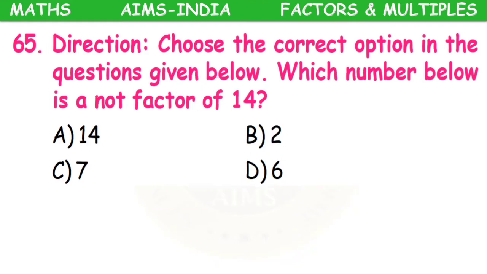Clear, children? Next question, 65. Choose the correct option in the questions given below. Which number is not a factor of 14? And the options are 14, 2, 7 and 6.